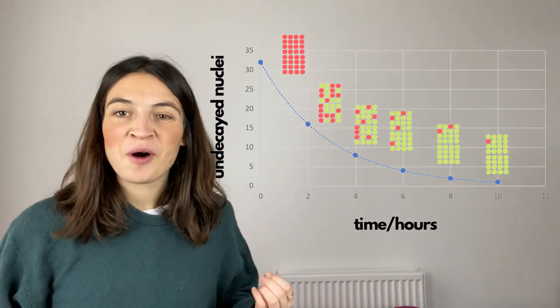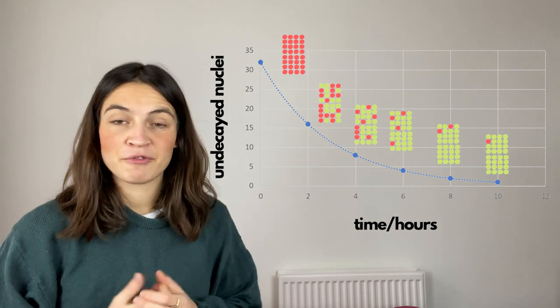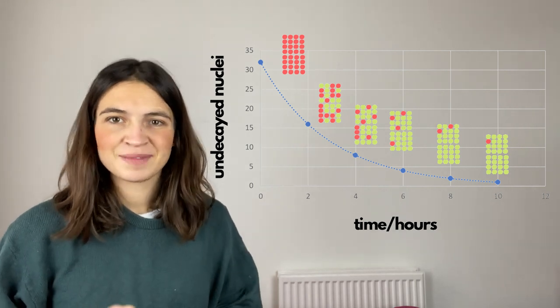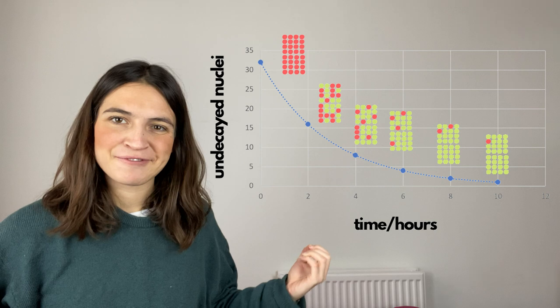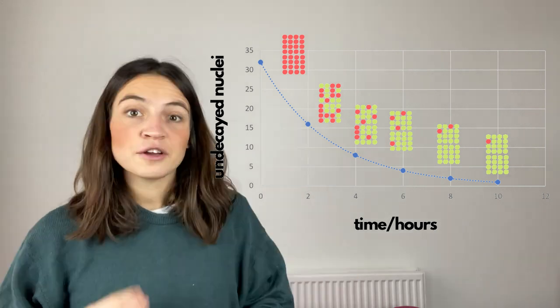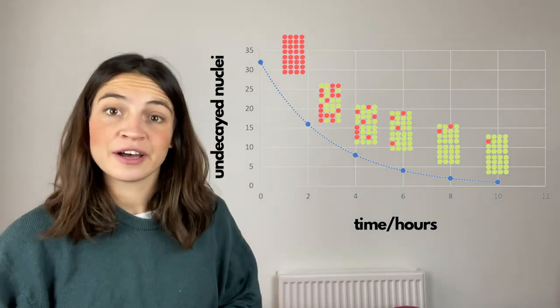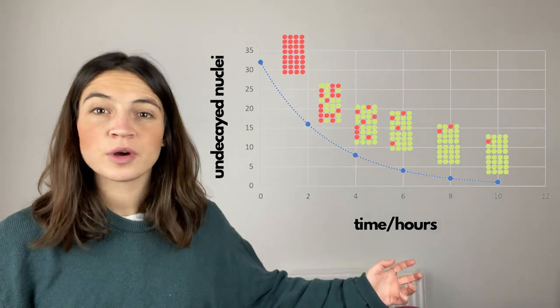Note, in all of those decays, I wasn't able to predict which particular nucleus was going to decay next. Only that after one half-life had passed, half of them would have decayed. You can plot that example that we just did on a graph like this. Here on my y-axis, I have the number of remaining undecayed nuclei, and on my x-axis, I have the time that has passed. Note that you get this exponential curve like this, and the bottom of your curve should never reach 0.